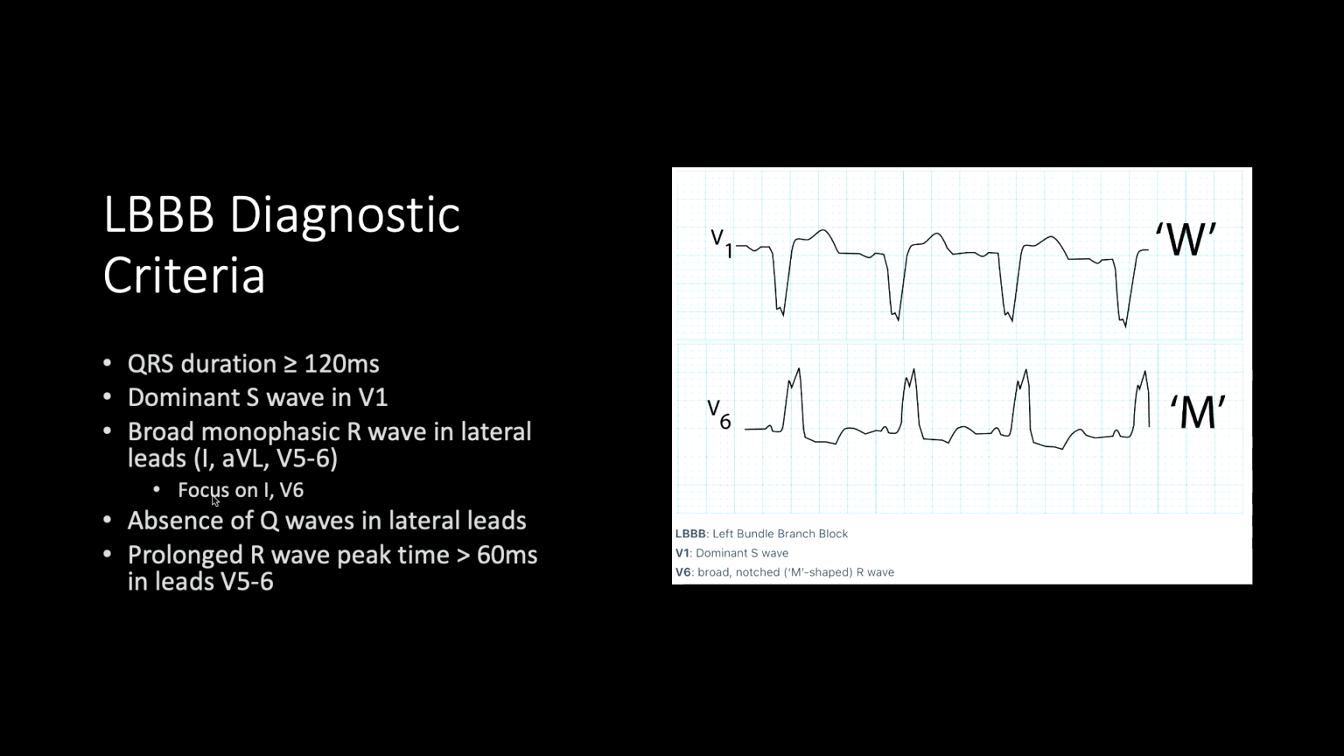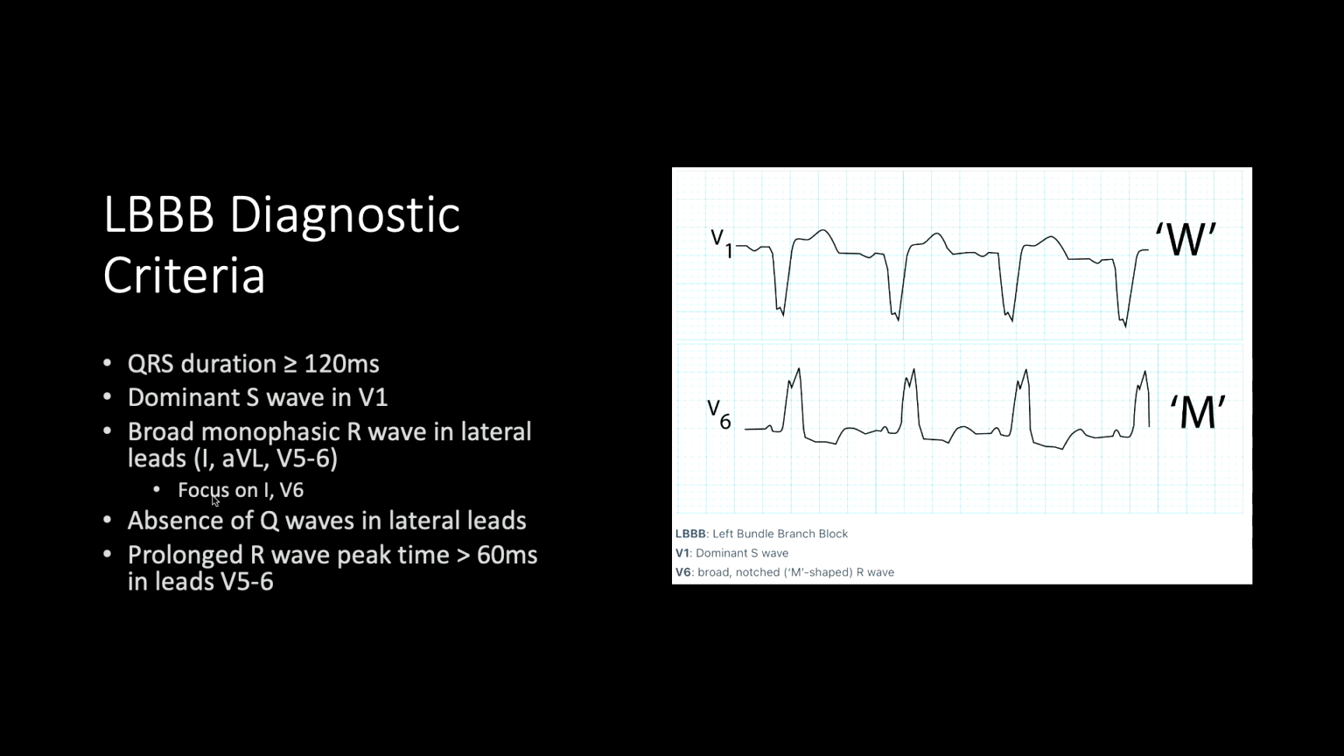The other thing you're going to find is you'll get this big dominant S wave in V1. That's that big, deep, slurred S complex you can see there in that photo in V1, and that is pathognomonic for basically your left bundle branch block. The other thing I want you to look at, besides looking at V1, is lead 1 and V6. If you go to lead 1 and V6, what you're going to find is this big, wide, monophasic, meaning they're going to look the same, R wave in the lateral leads.